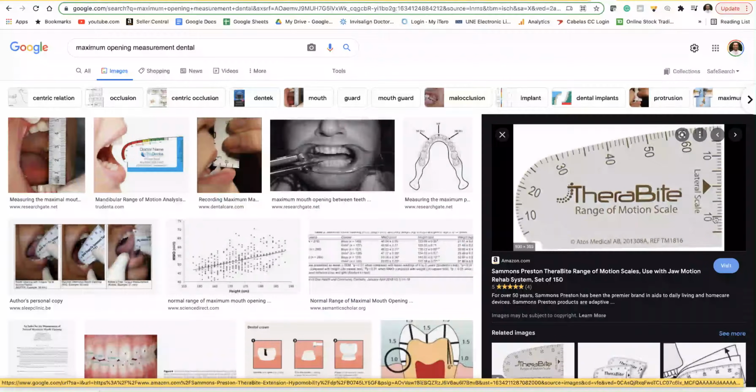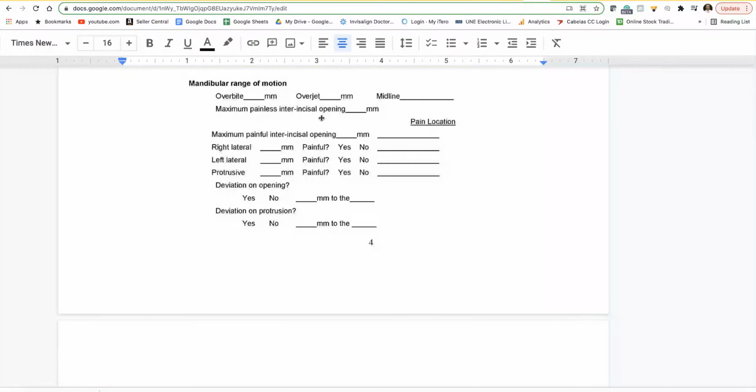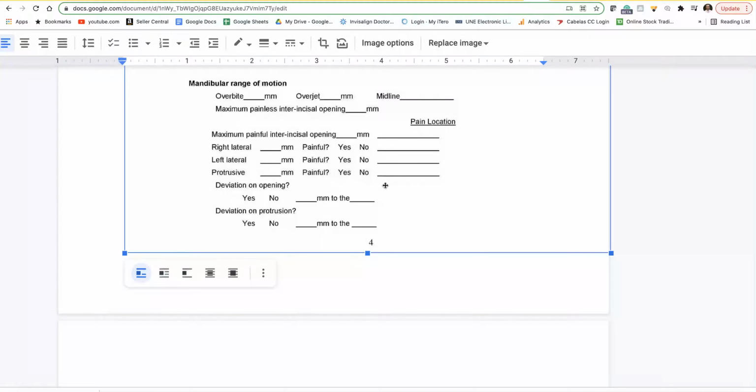They have the lateral scale for lateral excursions, which we'll look at in a moment. All right, so here's the photo here. The little notch goes on the lower incisors, then you have them open as wide as they can, and this will measure their maximum painless opening. So you basically just have them stop when they start to feel discomfort. Then you have them go as much as they can in a painful manner. These two things help us to diagnose.